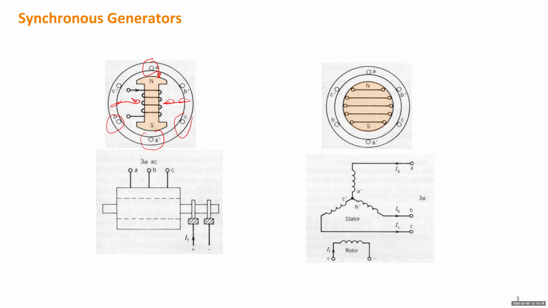But for the round rotor generator, the air gap is evenly distributed. You cannot easily tell which direction is which as the rotor is revolving. So all the same.